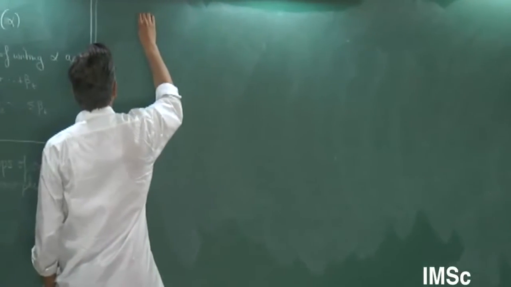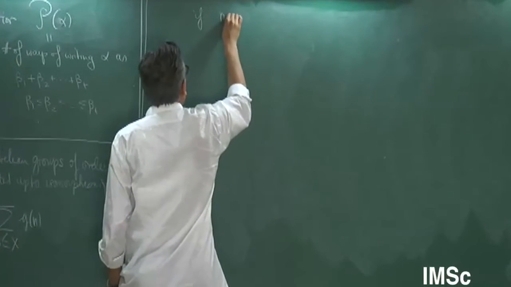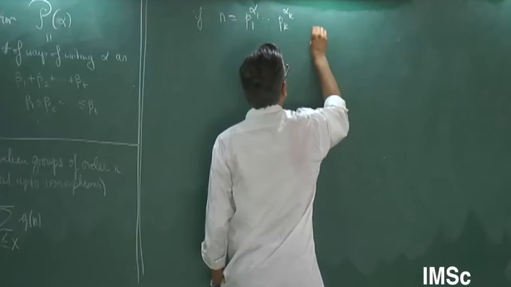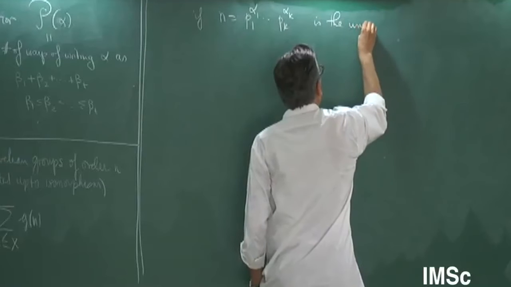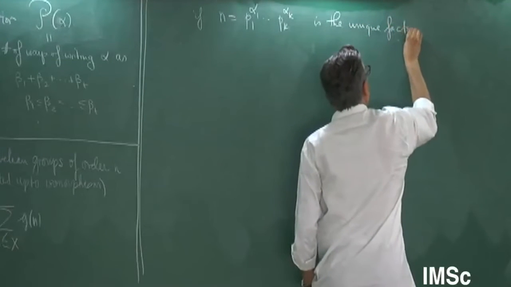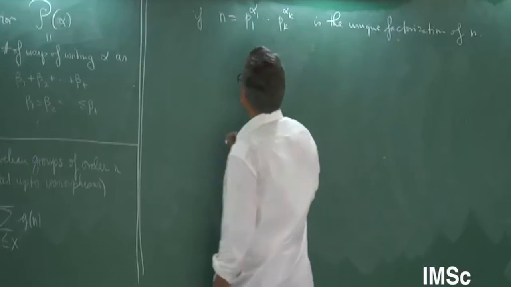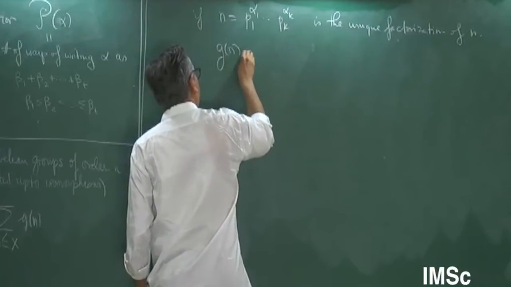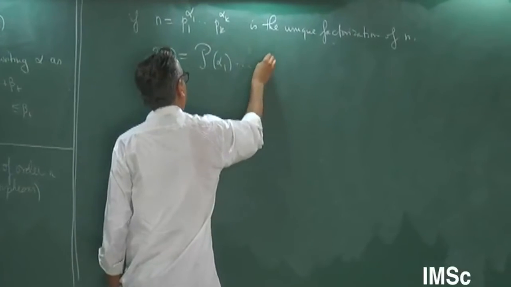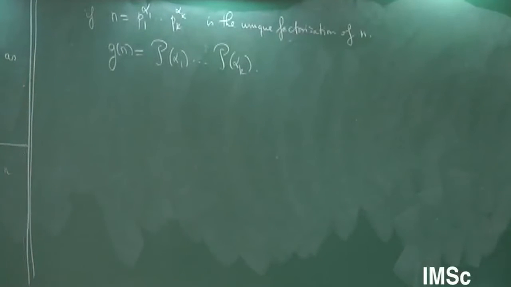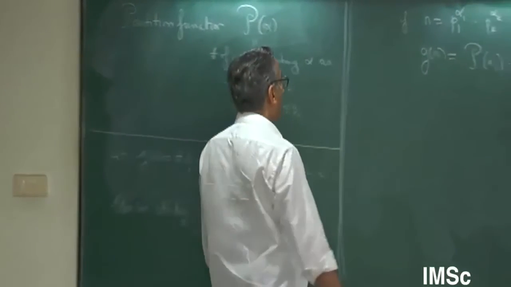So here's the recipe then. If n is equal to p1 to the alpha 1, ..., pk to the alpha k is the unique factorization of n into prime powers, then the number of abelian groups is the product of these partition functions. In other words, it's a multiplicative function. Unless you used the fundamental theorem of abelian groups, you wouldn't have known that.